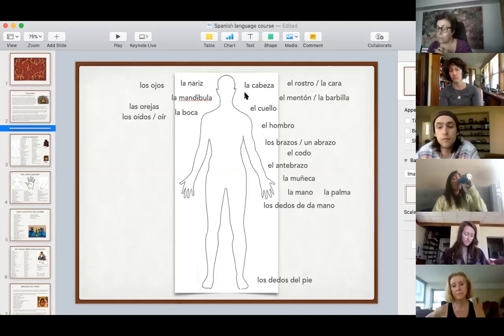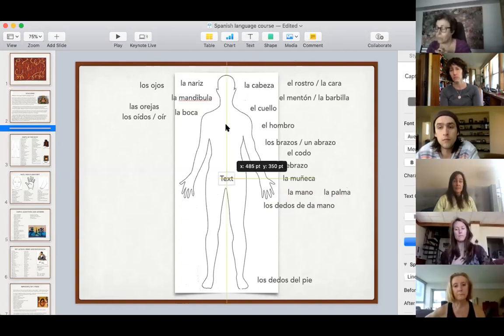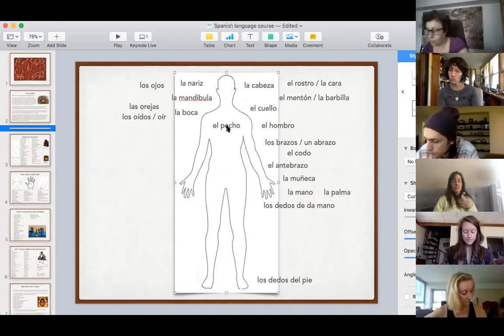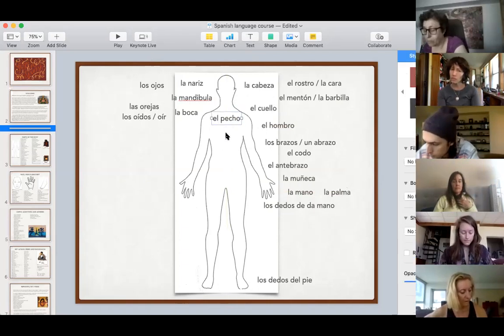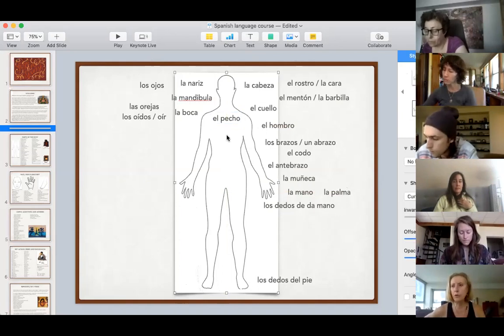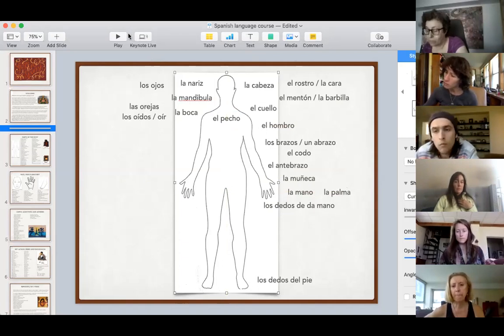What about moving back to the chest? Pecho. Good. El pecho. So that's your chest. Do you use pecho, torso? Can you use those interchangeably? Right. So pecho is specifically for talking about the area of the upper torso, right?